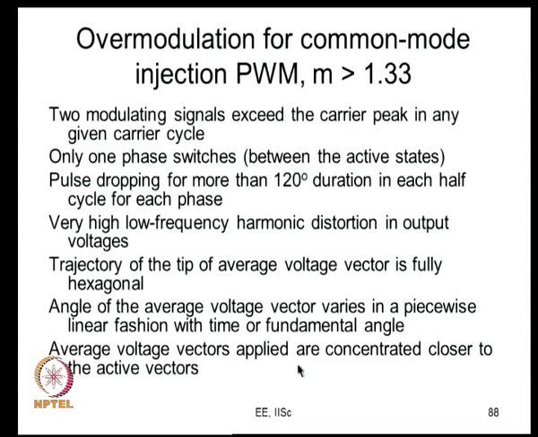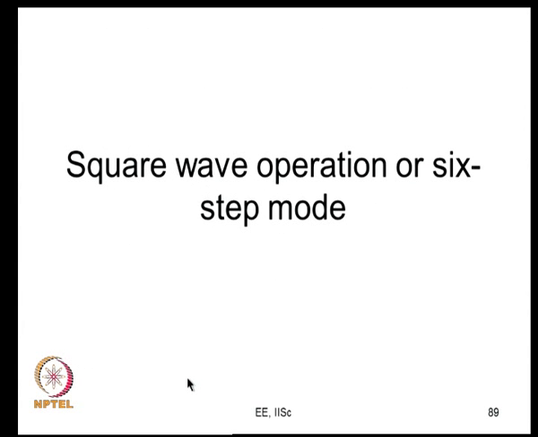Here I have just tried to summarize that. It is pretty similar to what it was in sine triangle PWM when you look at m greater than 2, the same story here when you have m greater than 1.33. The trajectory of the tip of the vector is fully hexagonal, the angle varies in a piecewise linear fashion, and many of the average voltage vectors are along the active vector. That is the more precise statement.